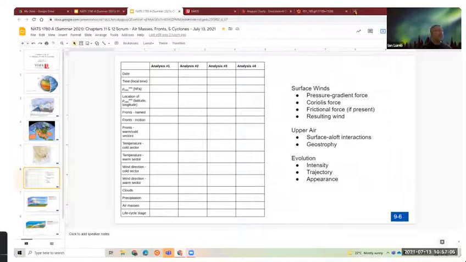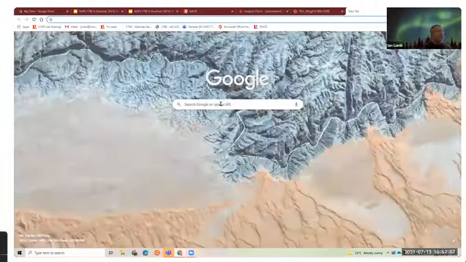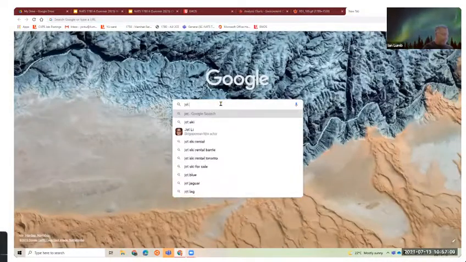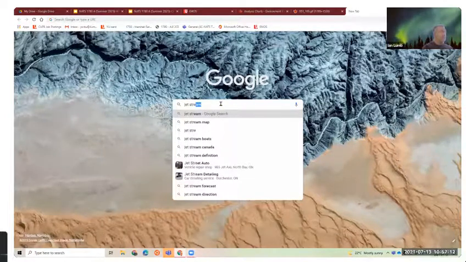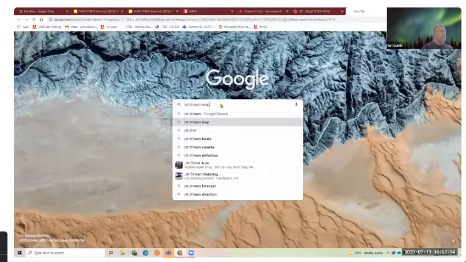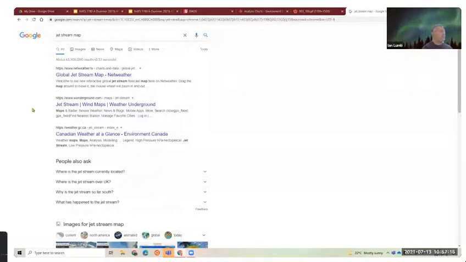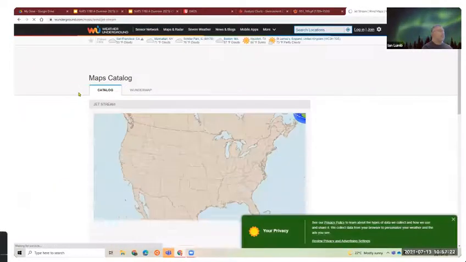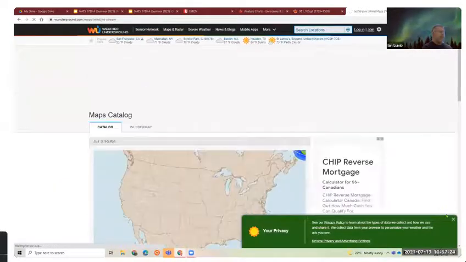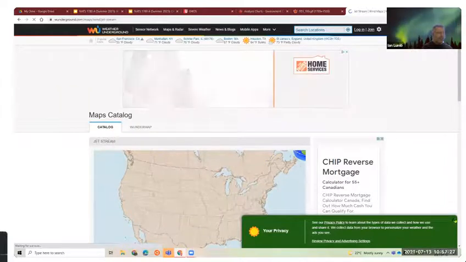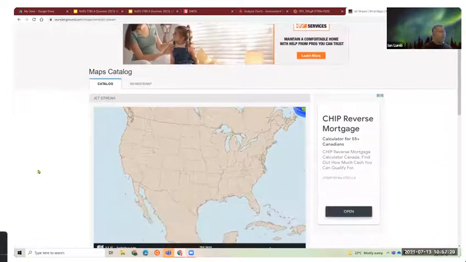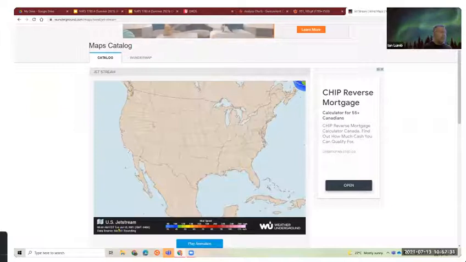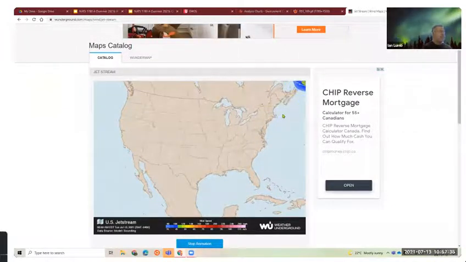So if I was to grab a jet stream resource here, let's see if we can find something fairly quickly. This is usually a good one. So this is the Weather Underground, and unfortunately the jet stream is not cooperating very well today. You can see it here, and usually there we go. So that's a little animation.